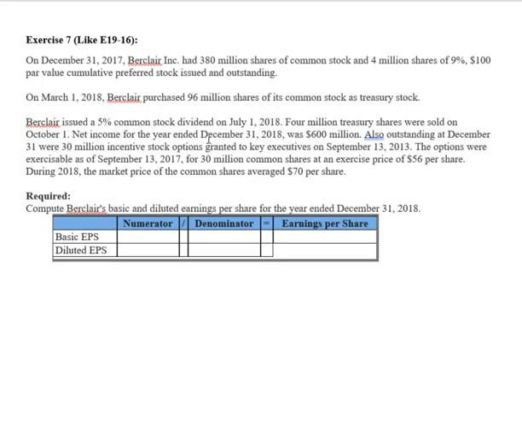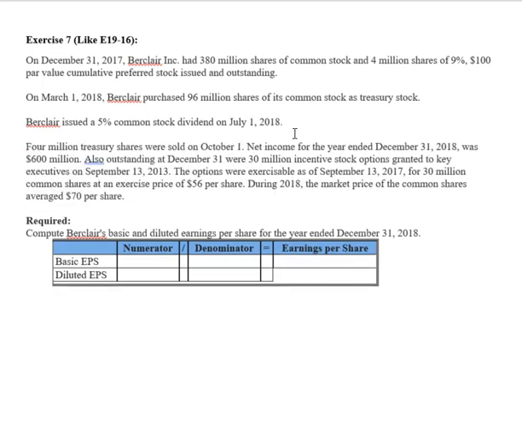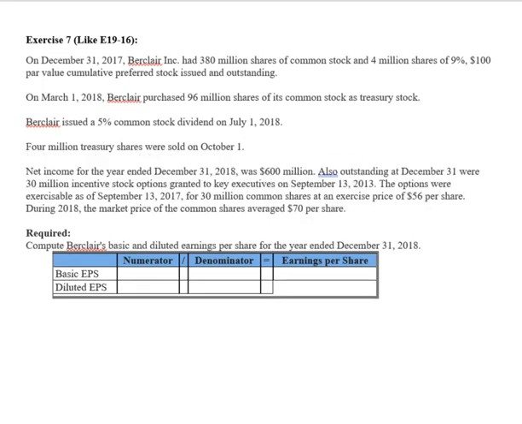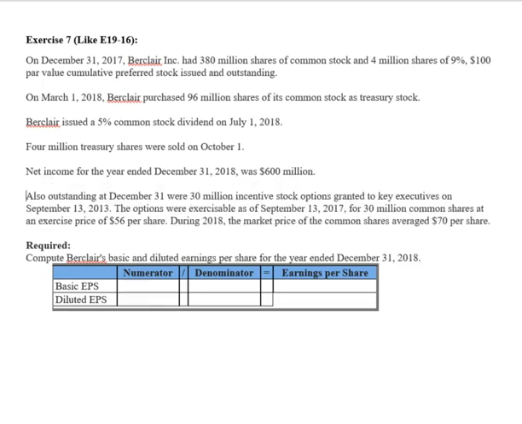Bear Clay issued a 5% stock dividend. Okay, wait a minute, we need to take that into account as well, because that stock dividend would have been assumed to have taken place at the beginning of the year. Then 4 million treasury shares were sold on October 1st. So when we issued those back out on October 1st, that would again impact our shares outstanding. Net income for the year was $600 million.